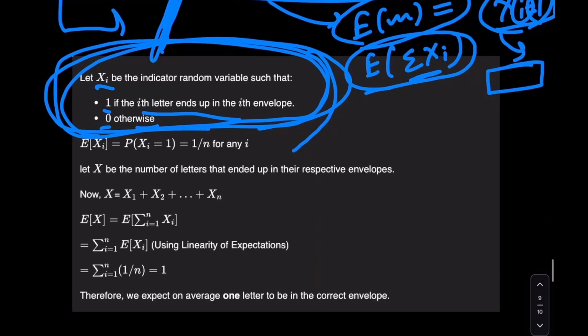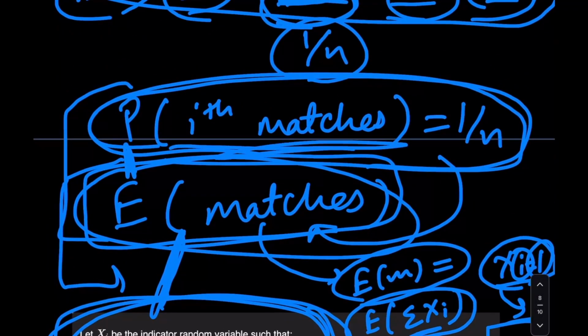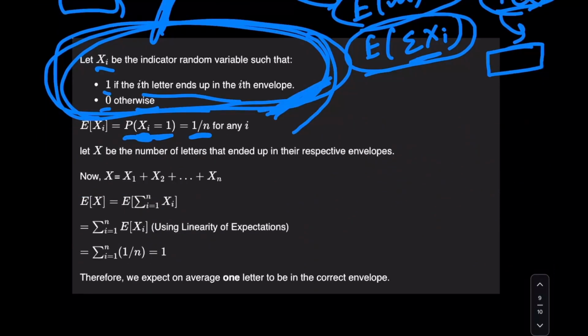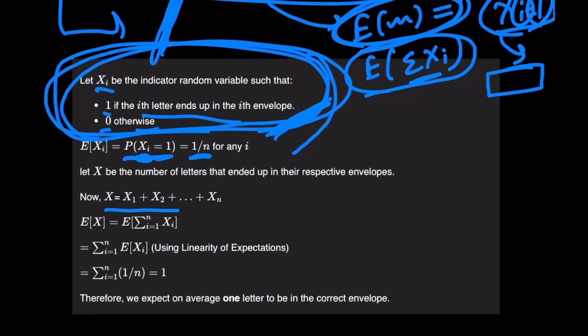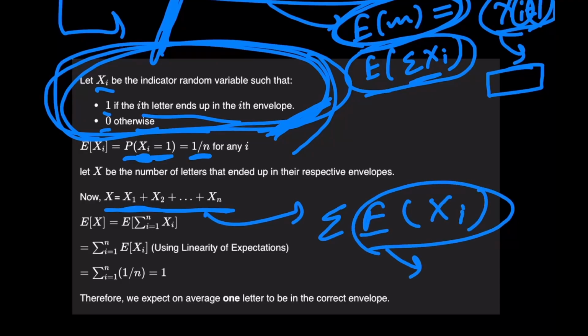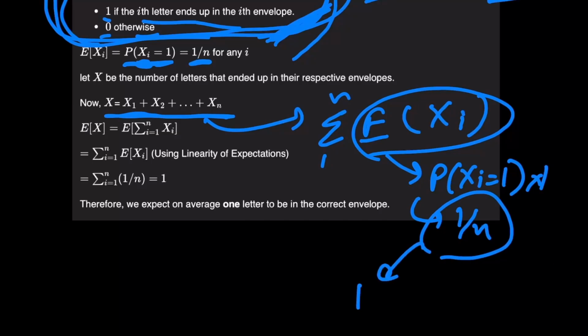So yeah, if we define these xi variables, then we already know that the probability of any of these xi being equal to 1 is basically the probability of an ith match, which is equal to 1 over n. The value that we're trying to calculate is the expected number of total matches, which is basically the summation of all of those xi values, which comes out to be sigma E of xi, and each E of xi will just be P of xi equals 1 times 1, which will come out to be 1 by n. And since the sigma goes from 1 to n, we basically get the value of 1 as shown over here.